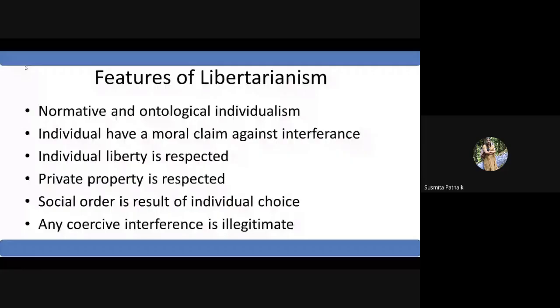The second feature is that the individual has a moral claim against interference. If the individual thinks that anyone is interfering in the right and the liberty of the individual, then he has the moral claim. At the same time, if the question is asked what will happen if the state interferes, the state should have the actual justifications with itself.